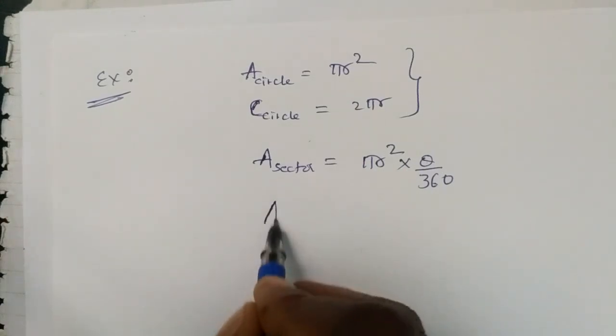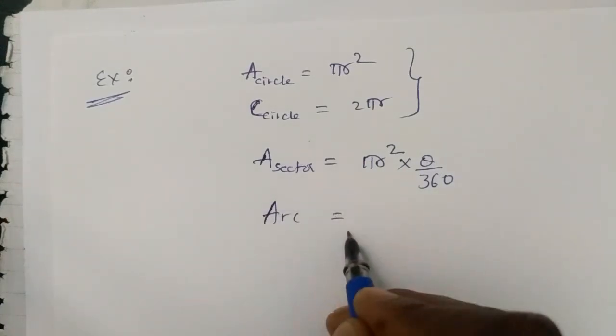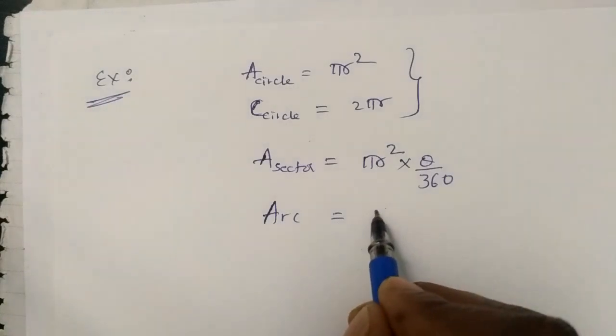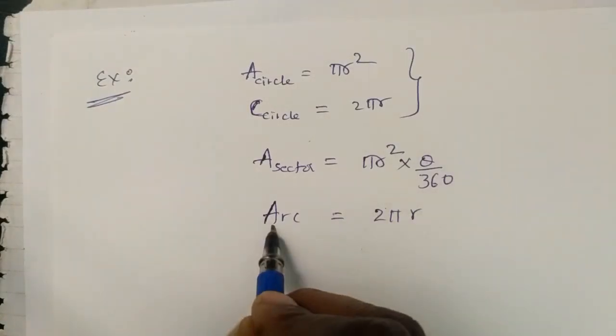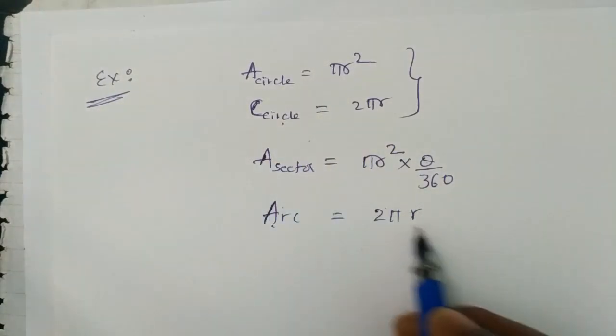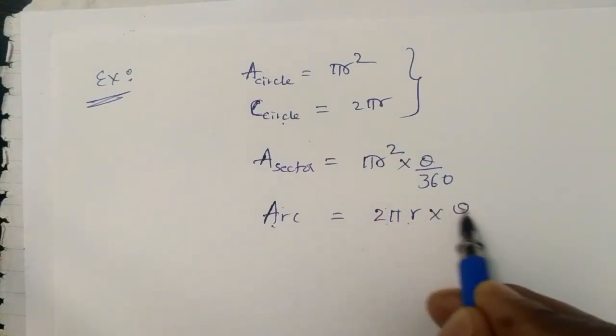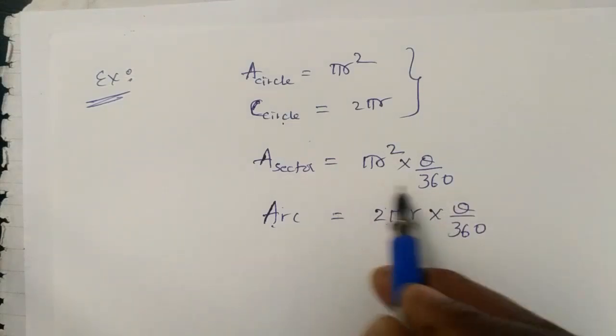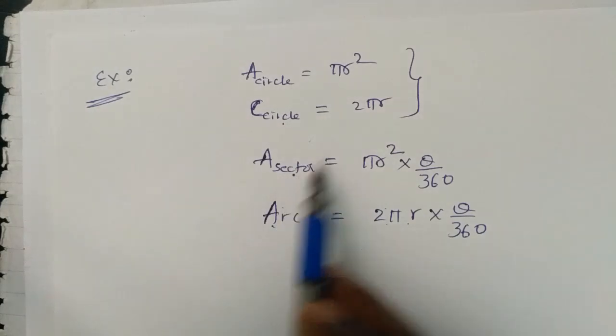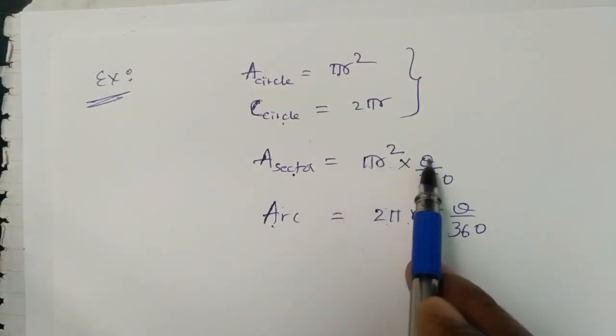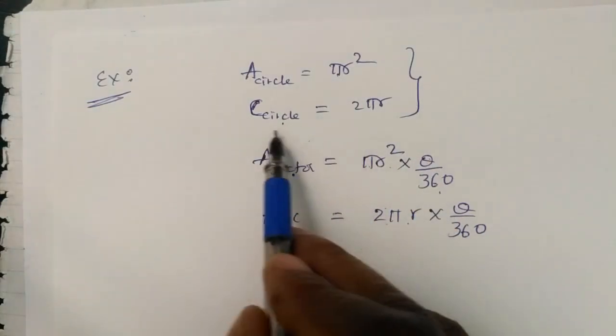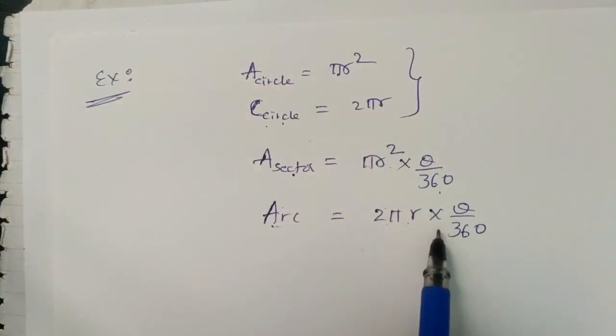Next, length of an arc. How to find it out? An arc is the part of the circumference. Circumference is 2 pi r, and into theta by 360 says that it is the part of the circle. So a sector is the part of the circle, pi r square theta by 360, and an arc is the part of the circumference, that is 2 pi r theta by 360.